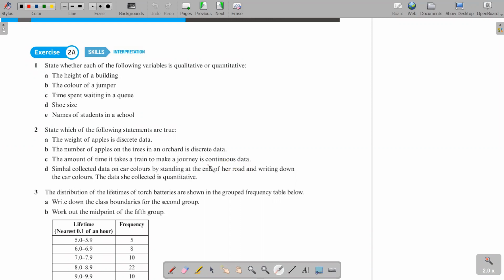Basically, time. Time is continuous. Yes, hours, minutes, seconds, milliseconds, you can keep breaking time.